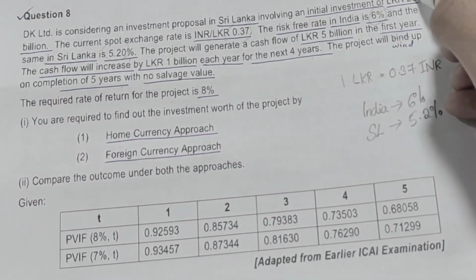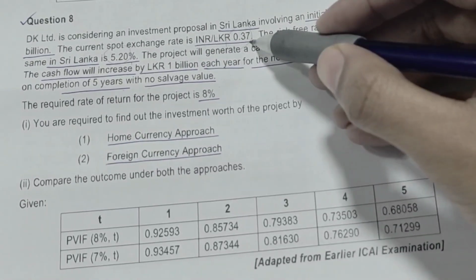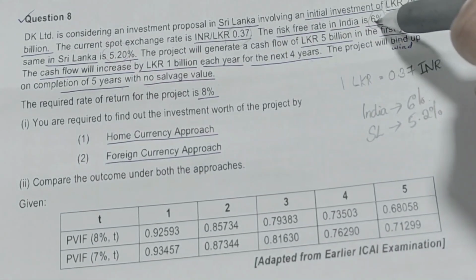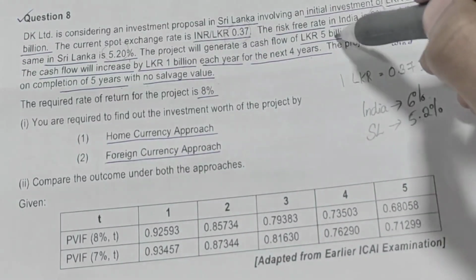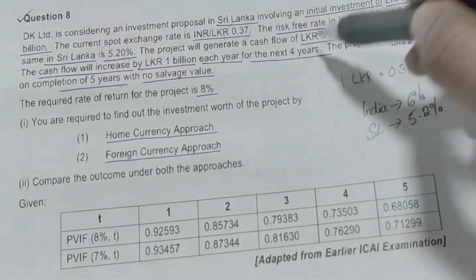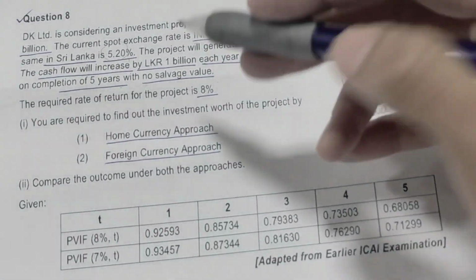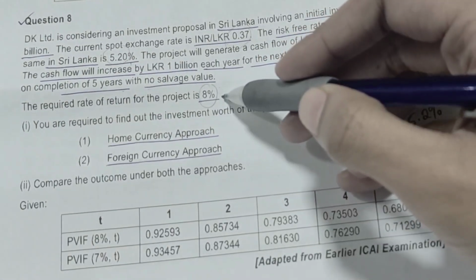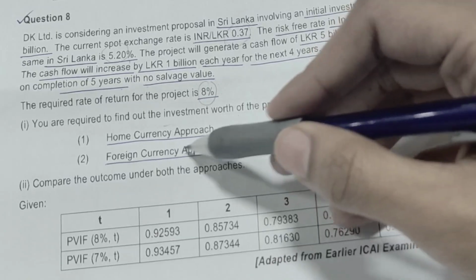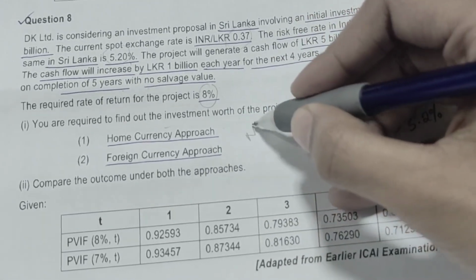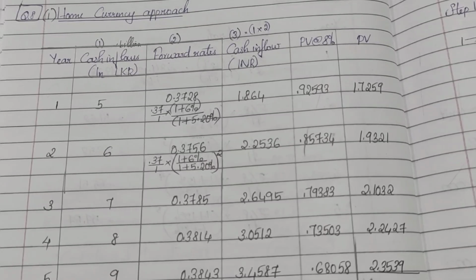So initial investment 25 billion Lankan rupees, exchange rate 0.37, risk-free rate in India 6%, in Sri Lanka 5.2%. First year 5 billion cash inflow ഉണ്ടാവും. Next 4 years 1 billion വീതം increase ചെയ്യും. Required rate of return 8% ആണ്. ഇൻവെസ്റ്റ്മെൻറ്റിൻ്റെ വർത്ത് ഹോം കറൻസി അപ്രോച്ചും ഫോറിൻ കറൻസി അപ്രോച്ചും യൂസ് ചെയ്ത് കമ്പ്യൂട്ട് ചെയ്യണം, അതായത് NPV. സോ ഫസ്റ്റ് ഹോം കറൻസി അപ്രോച്ച് ചെയ്യാം.